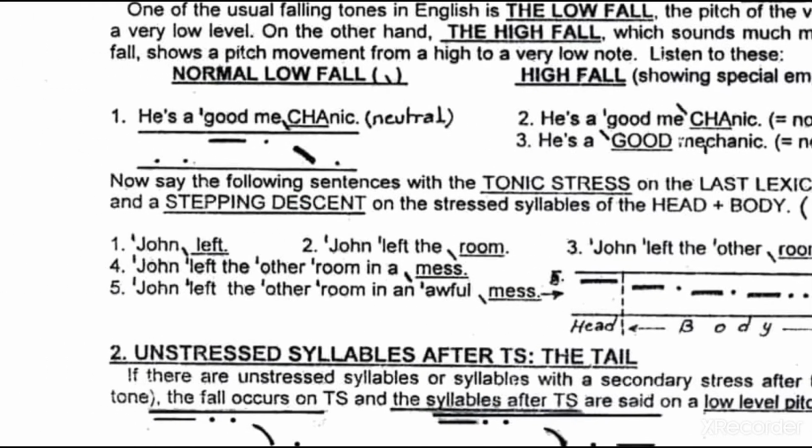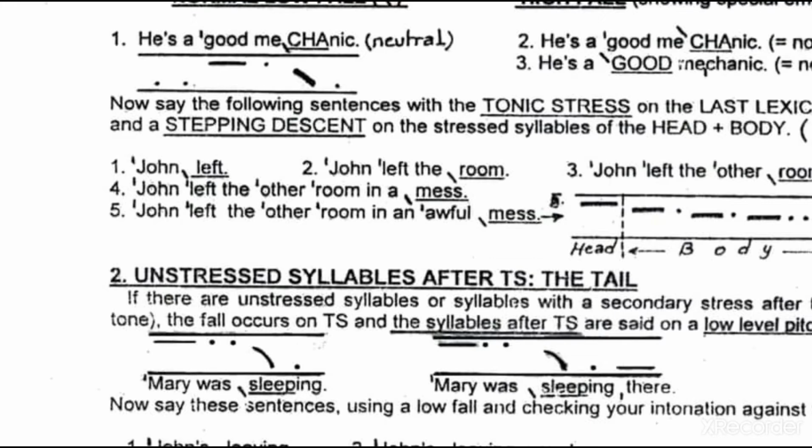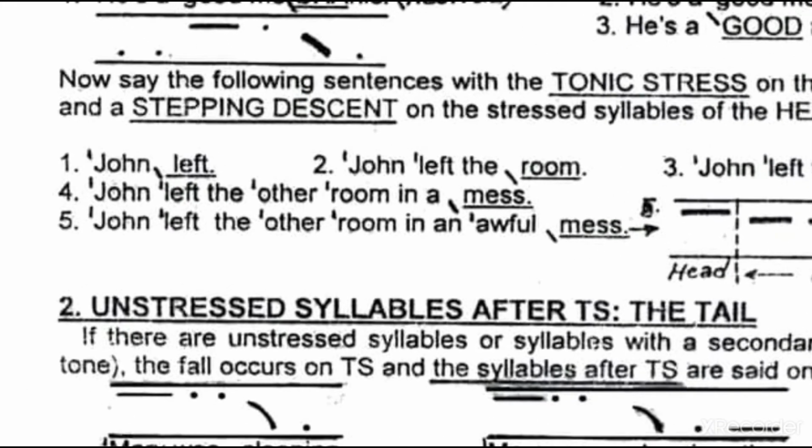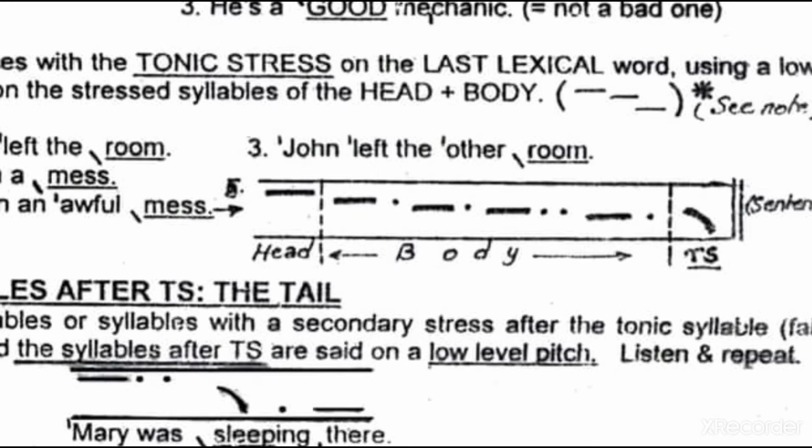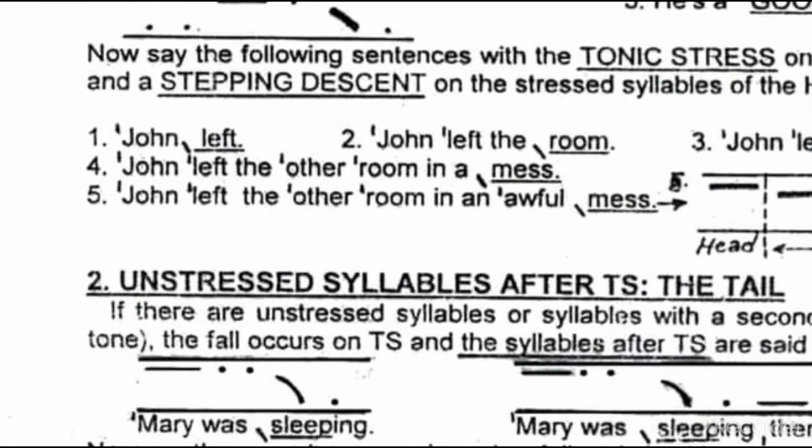So here we are going to practice some sentences having the low fall. Low fall means they are neutral statements. So, number 1, John left. So here the fall is on the last lexical word, on left. 2, John left the room. So the fall here is on room, on the last lexical word, because it is a normal statement. Number 3, John left the other room. So the TS is on the last lexical word, which is room.